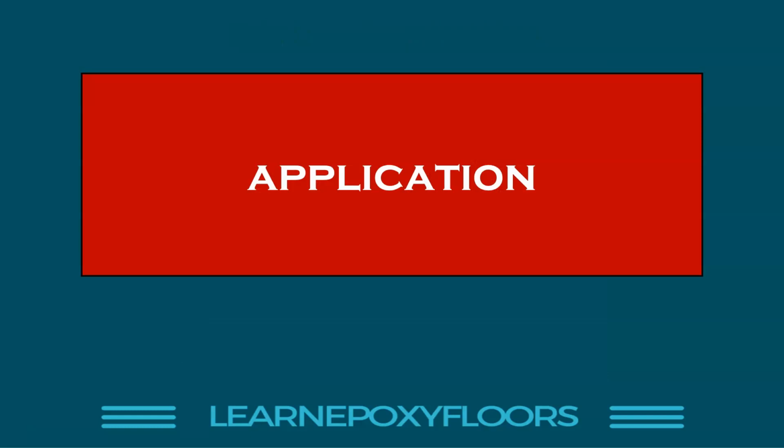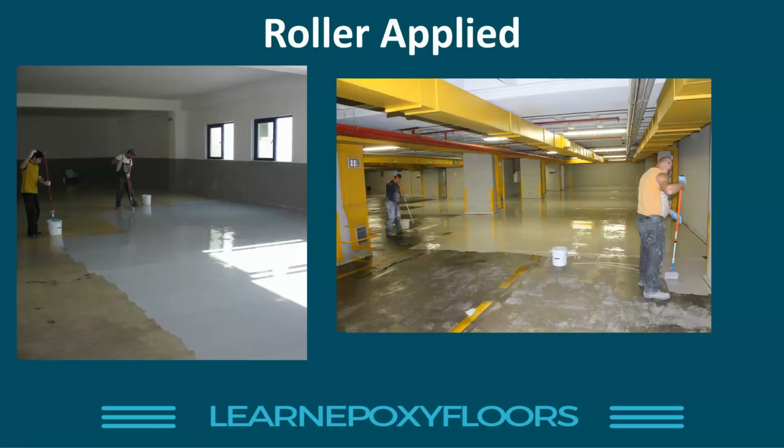So now we've looked at a few pictures. Let's look at the application. How do these two types of floors differ when we apply them? Alright, roller applied, it's fairly obvious you use a roller to apply it. In some cases, you can also use a squeegee to spread the product out, and then you apply with a roller. So in these cases, we're using rollers to apply the floor.